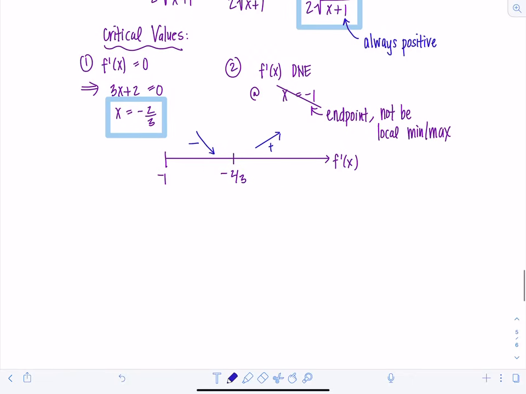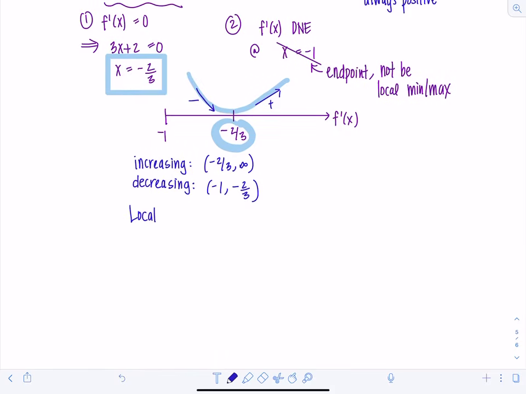So we can list our intervals of increase and decrease. The function is increasing from negative 2/3 to positive infinity, and it's decreasing from, be careful, negative 1, not including negative 1, to negative 2/3. These are always open intervals. Do I have any local extrema? Well, it looks like here I have a local min, right? Look at what the function's doing. It's decreasing and then increasing. So we have a local min at f of negative 2/3.